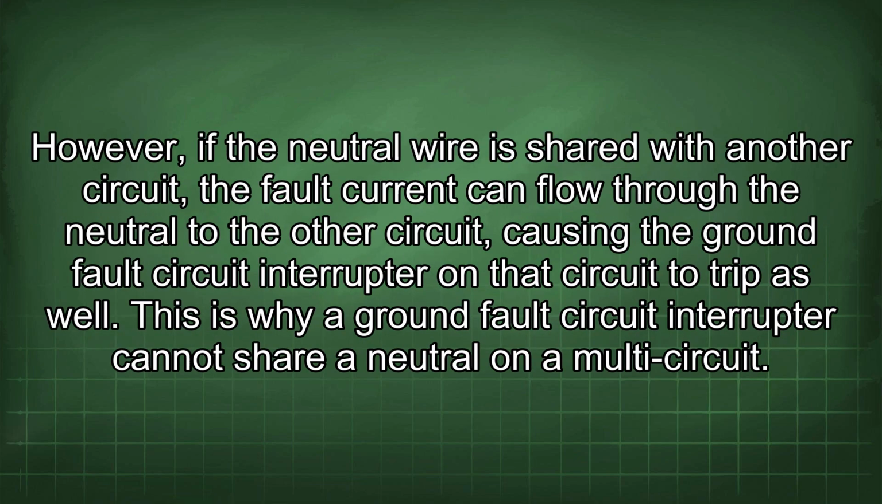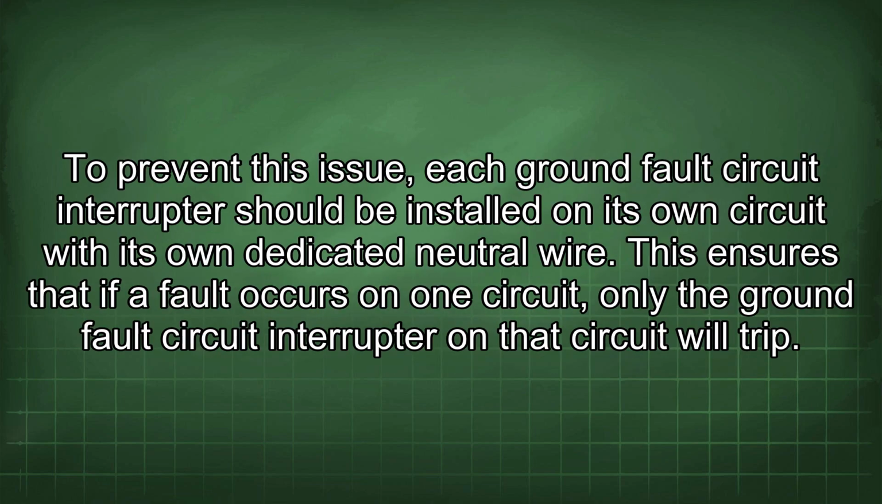However, if the neutral wire is shared with another circuit, the fault current can flow through the neutral to the other circuit, causing the ground fault circuit interrupter on that circuit to trip as well. This is why a ground fault circuit interrupter cannot share a neutral on a multi-circuit. To prevent this issue, each ground fault circuit interrupter should be installed on its own circuit with its own dedicated neutral wire. This ensures that if a fault occurs on one circuit, only the ground fault circuit interrupter on that circuit will trip.